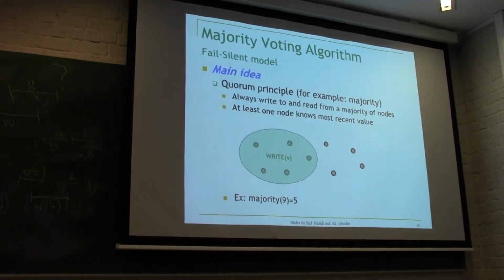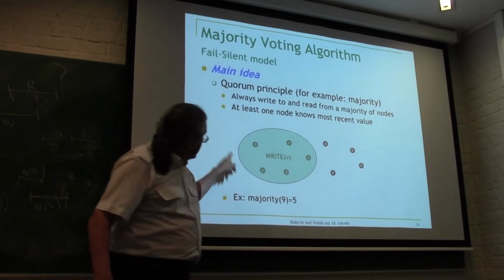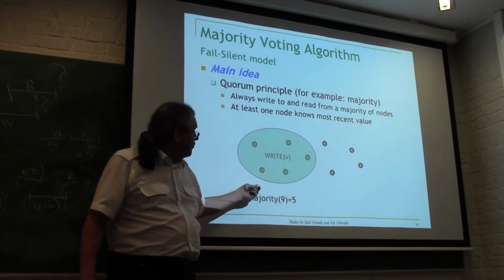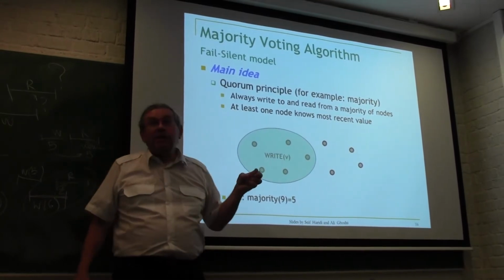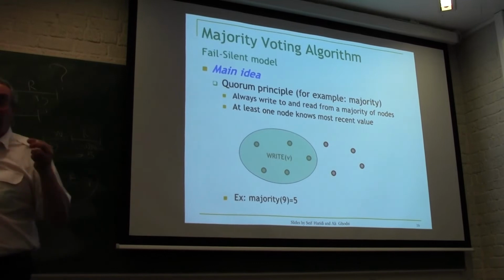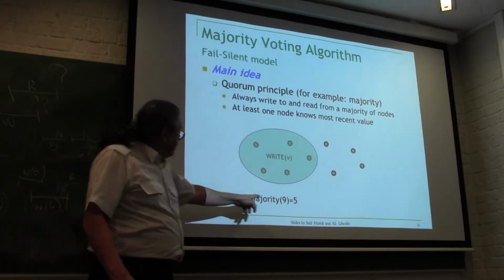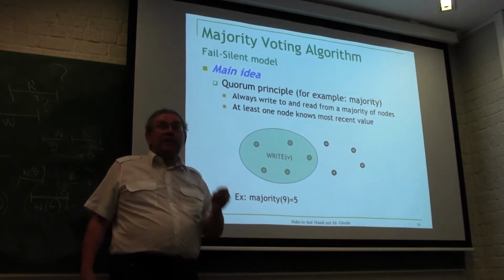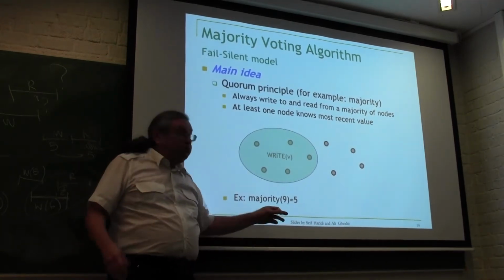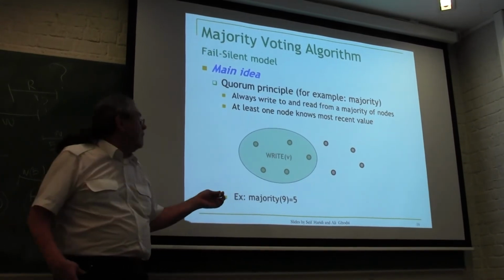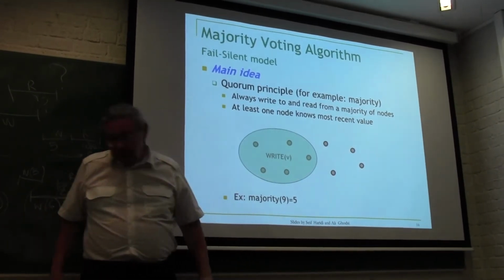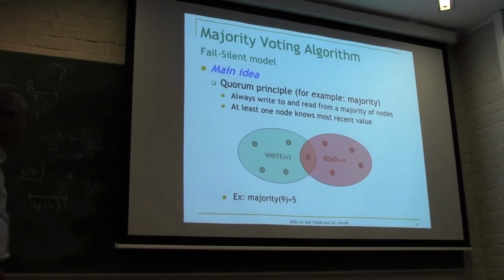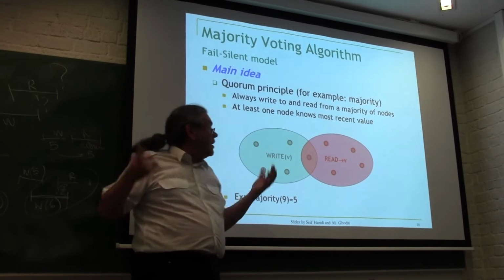So here's a write. Here we have 9 nodes, and the majority is 5. Half of 9 is 4.5, so it has to be greater than half. If the number of nodes is odd, then here it's 5. If the number of nodes is even, it has to be one more. If you have 12 nodes, you need 7, of course. But here for 9, you have 5. So the write will write to 5 nodes, and the read reads from 5 nodes, any 5 nodes.